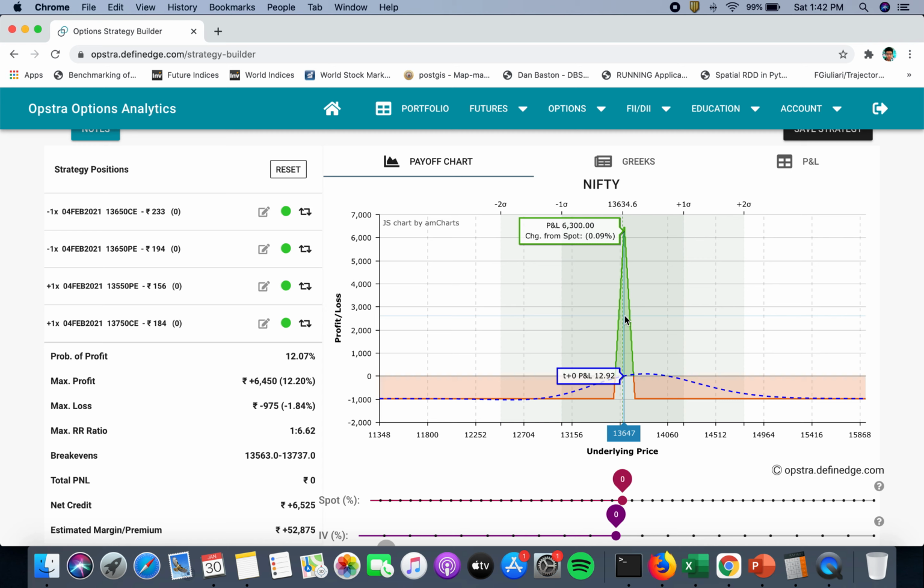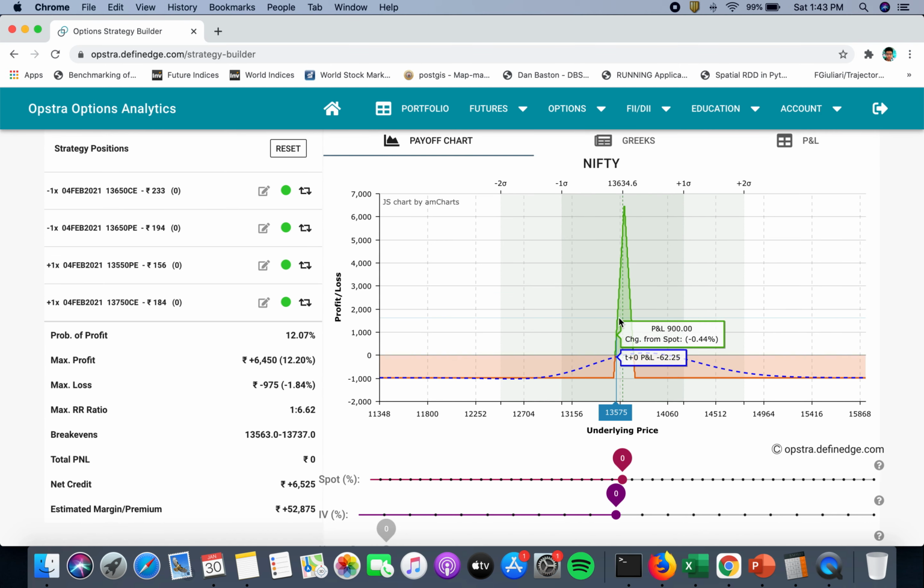If you are really lucky, then you can get away with a lot of profit in this strategy as well. But again, this has a really narrow range, so we would really not want to use this. And what are some of the alternatives that we have?